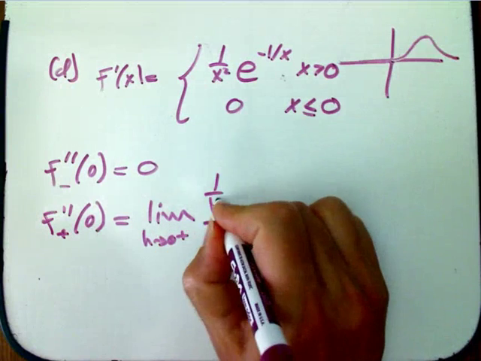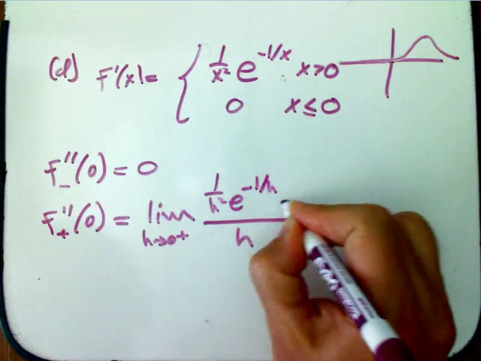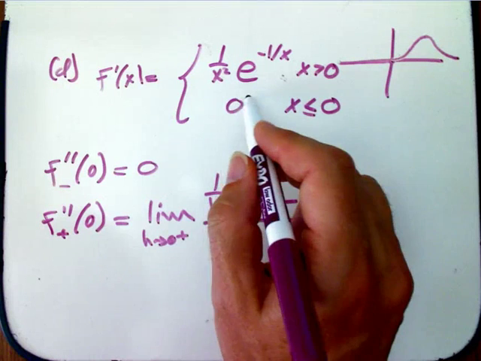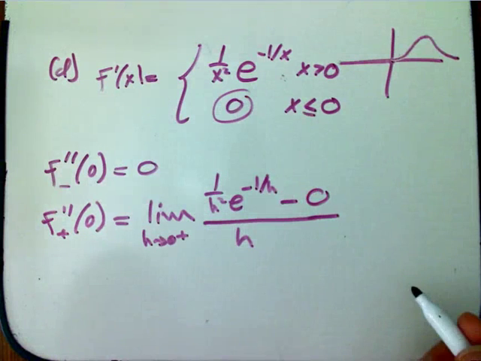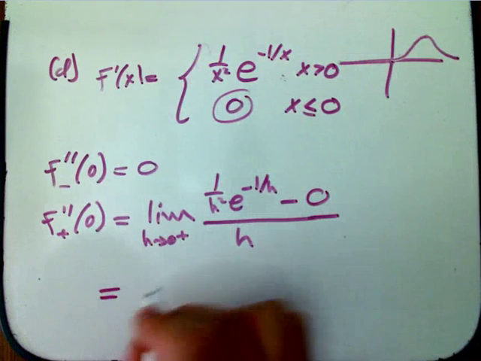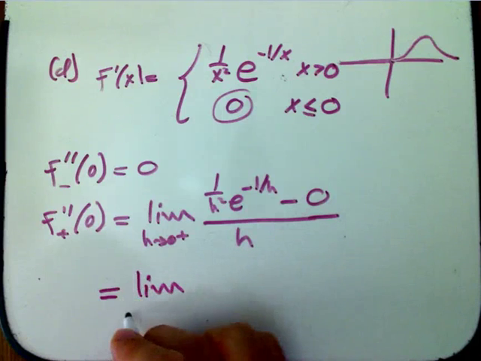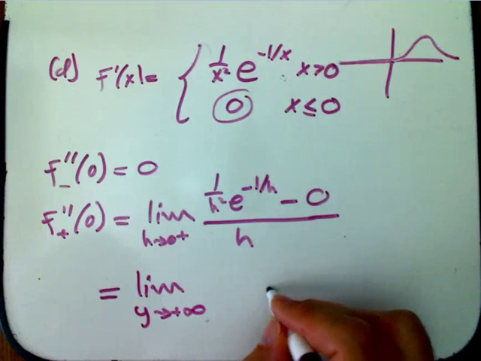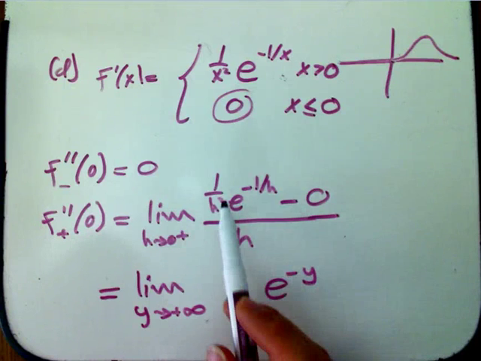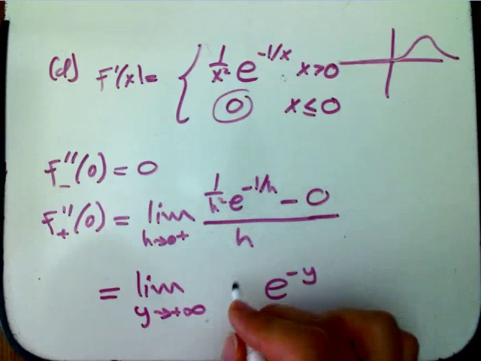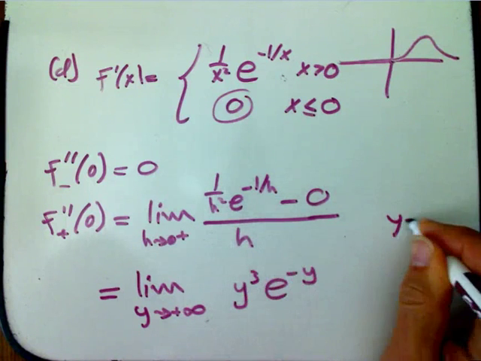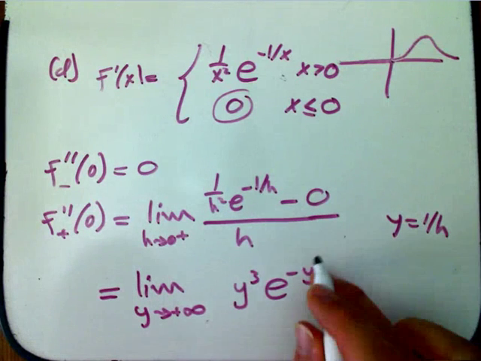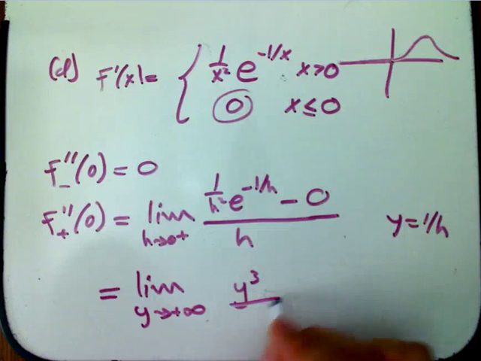So it's going to be 1 over h squared e to the minus 1 over h minus, and then of course we need f prime of 0. That's where it's absolutely crucial to know that, but it is just 0. Alrighty, so I'm going to change variables to y again. y is going to go off to plus infinity. This is going to be an e to the minus y. Together we've got a 1 over h cubed, and so that's going to be a y cubed, because y equals 1 over h. Aha! So now, that's of course y cubed over e to the y.